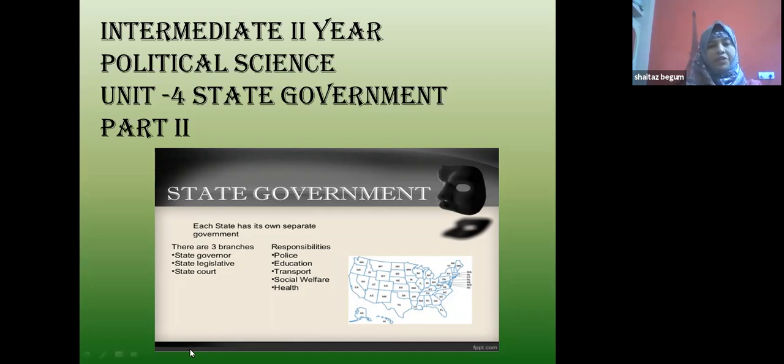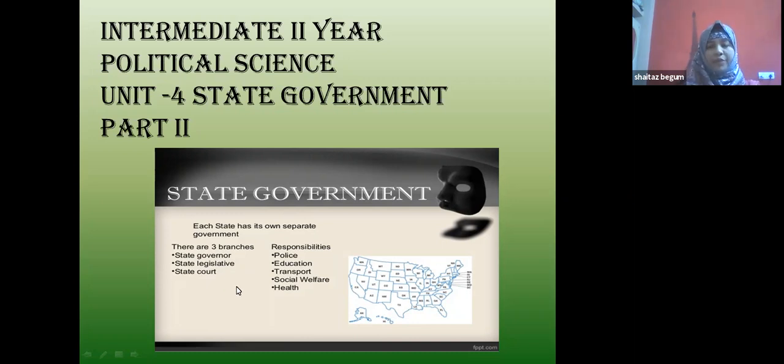In my previous session, I have already discussed state government, the powers of Chief Minister, Governor, and Council of Ministers. Like state government, how it is important, and what are the different wings through which the state government administers and checks out its jurisdiction. As you can see here in the slide, the state government has three separate branches: state executive, that is the Governor, state legislature, and state judiciary, that is court.